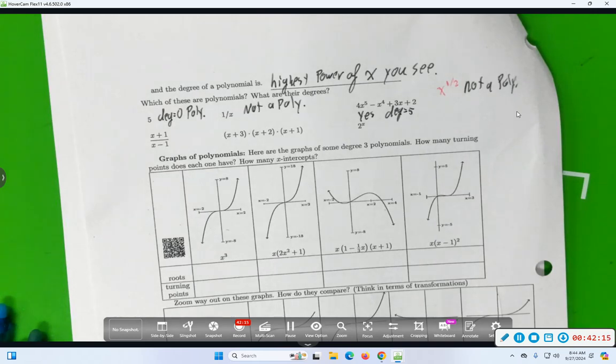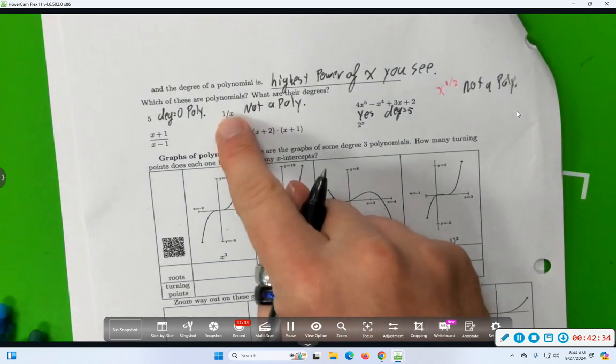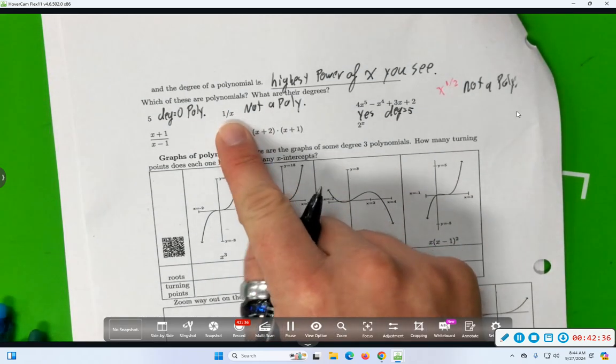x plus 1 over x minus 1. Polynomial or not polynomial? Polynomial? Not a polynomial. Cool, yeah, you're not allowed to divide by x's. You're only allowed to add up non-negative powers of x. It's the same type of function as 1 over x, it's what's called a rational function.